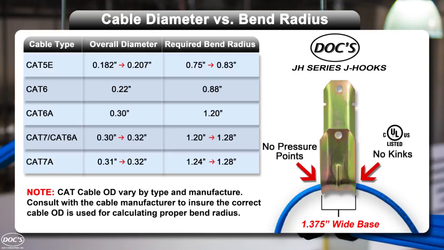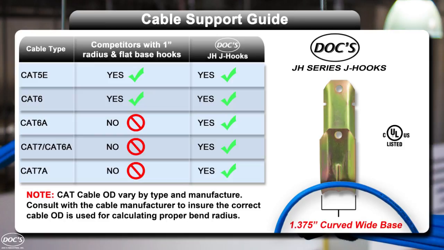Use a cable support that has a base wide enough to inherently maintain the minimum bend radius of your cable. Doc's JH series J-hooks have a wide base support and beveled edges that maintain a minimum bend radius of 1.375 inches. A cable support with a 1-inch base creates a situation where the minimum bend radius could be exceeded. Once again, Doc's JH series J-hooks support a minimum bend radius of 1.375 inches, which is optimum for high-speed cables such as Cat7A.